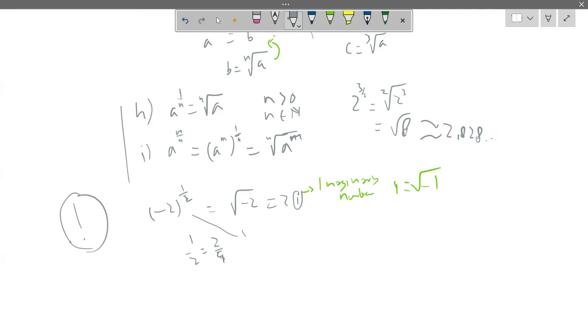However, we can also treat 1/2 as 2 over 4, which means -2 to the power of 1/2 is equivalent to -2 to the power of 2/4. Now, if you try to apply property i to this quantity, you get the 4th root of (-2) to the power of 2. And what is (-2) to the power of 2? It is equal to 4.